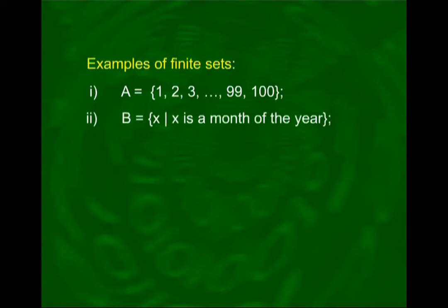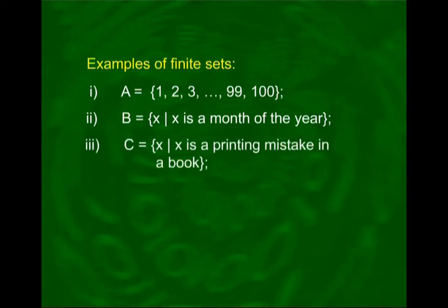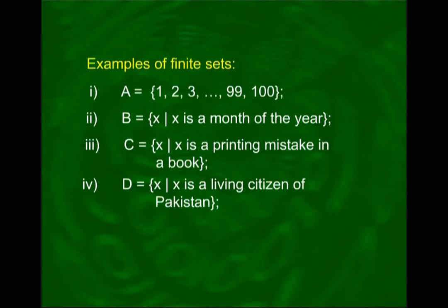Examples of finite sets would be the set A consisting of all the positive integers from 1 to 100, the set B consisting of x values where x represents a month of the year, C representing those x values which represent printing mistakes in a book, and D representing those x values which represent living citizens of Pakistan. In tamam examples mein aap agree karenge ke we are talking about finite sets, because the number of living citizens of Pakistan is not an infinite number. The number of mistakes in a book cannot be an infinite number, and so on.